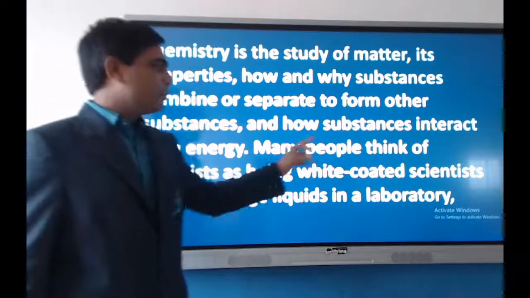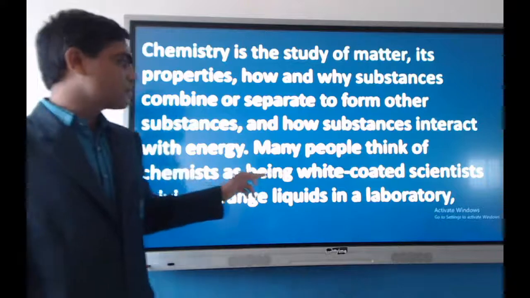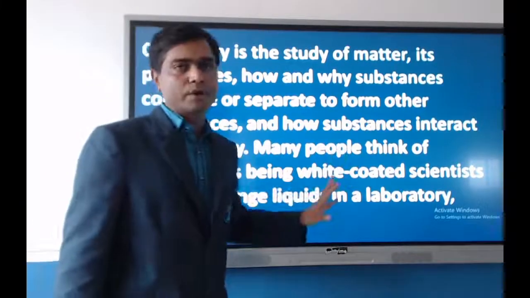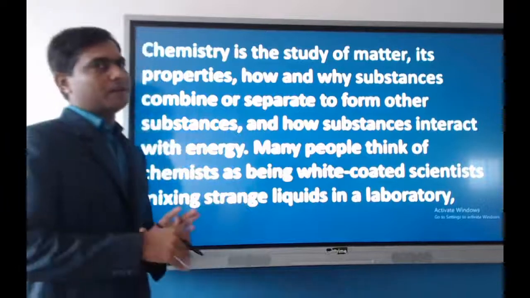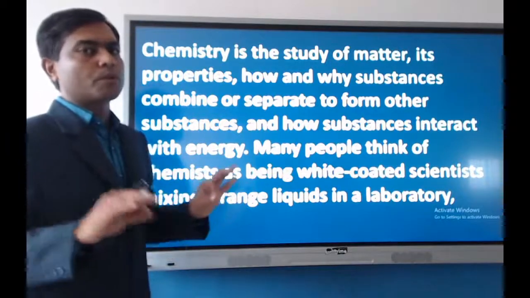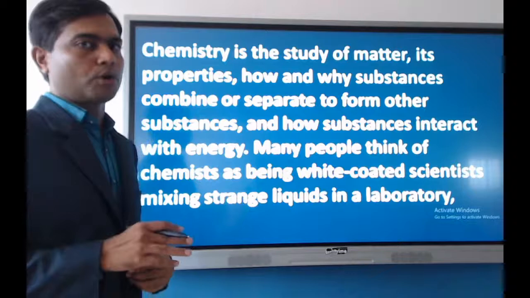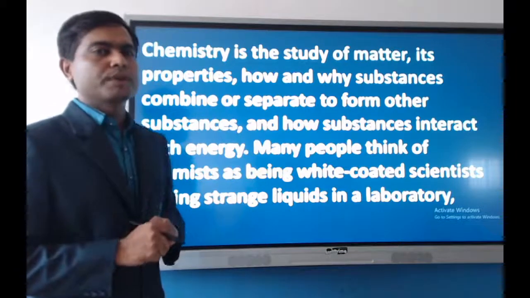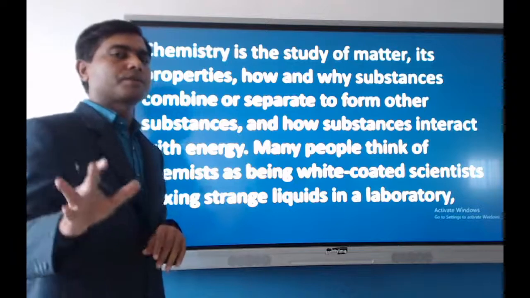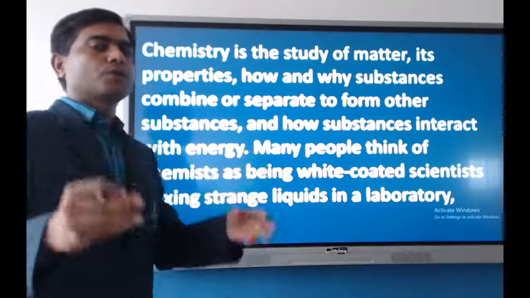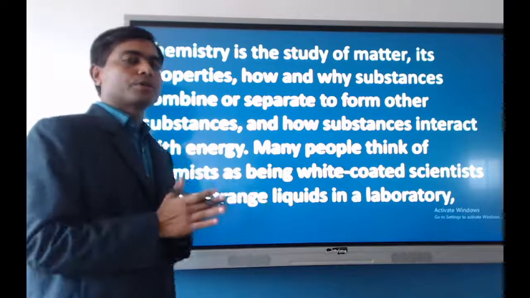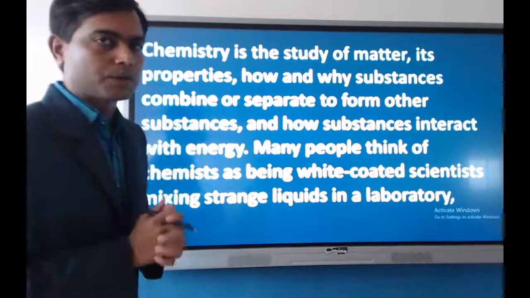Many people think of chemists as white-coated scientists mixing strange liquids in the laboratory. What is the meaning of that? When you come to PUC, you have to wear the white coat, which is called an apron, which medical students use. What is the necessity of using it? Whatever the chemical substances, whatever the acids, they should not harm your body or your clothes. You are using gloves also, and sometimes specs also.